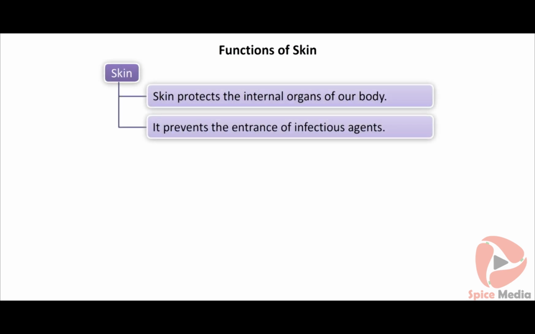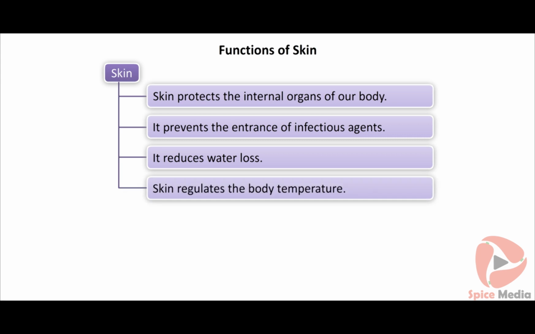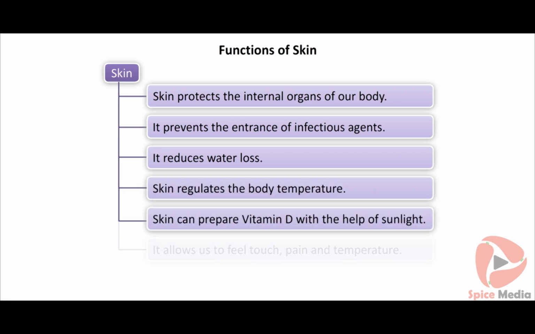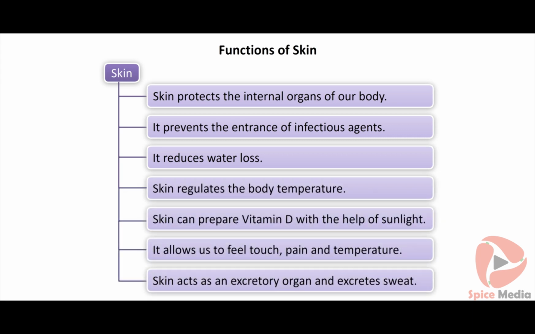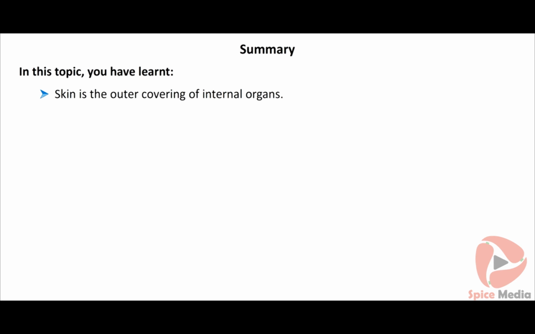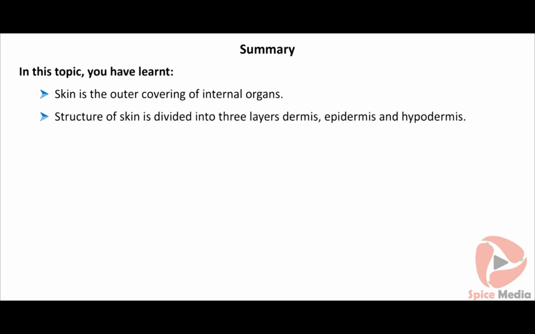Skin protects the internal organs of our body. It prevents the entrance of infectious agents. It reduces water loss. Skin regulates the body temperature. Skin can prepare vitamin D with the help of sunlight. It allows us to feel touch, pain, and temperature. Skin acts as an excretory organ and excretes sweat.